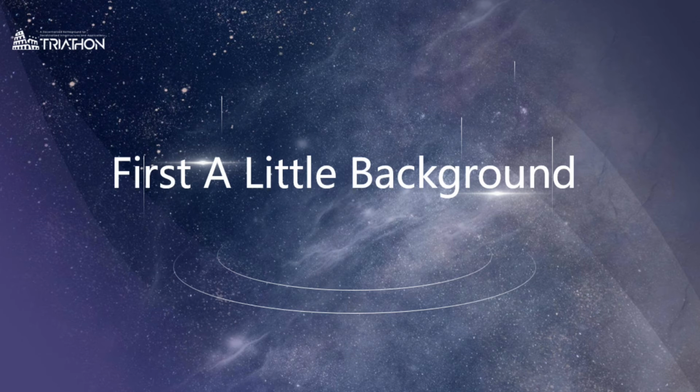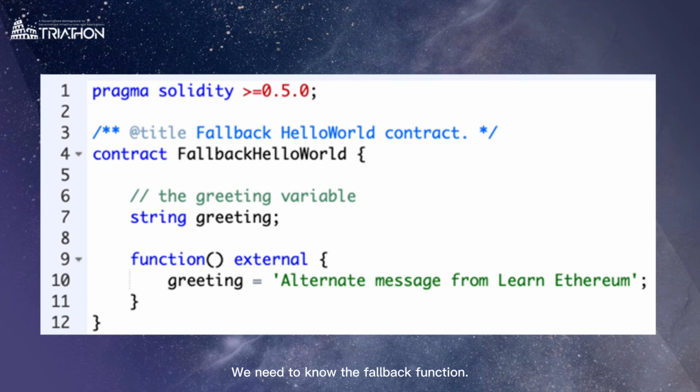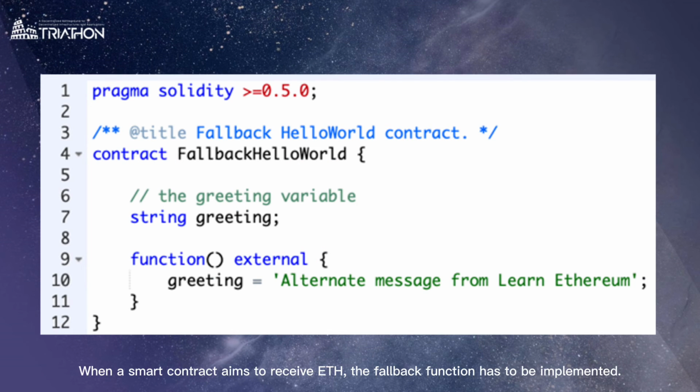First, a little background: we need to know the fallback function. When a smart contract aims to receive ETH, the fallback function has to be implemented. When other functions of this contract do not match the call, or the caller does not provide any information, and there is no receive function, the fallback function is called. And since it is a function, it can do some small operations.